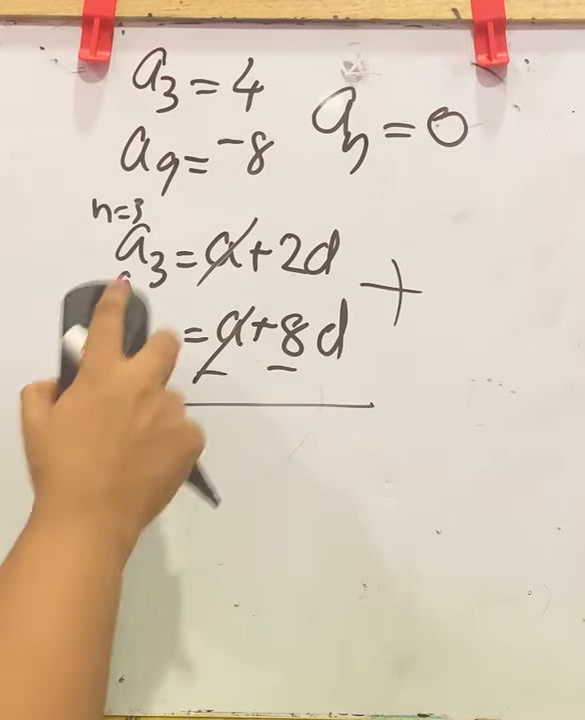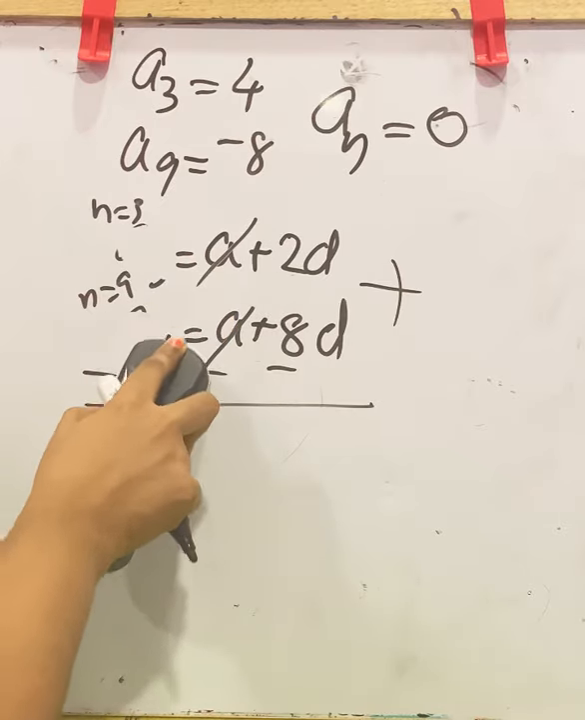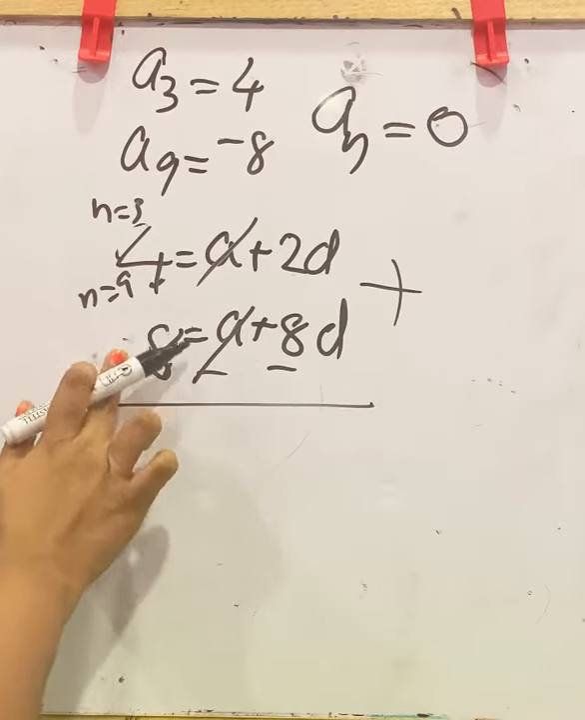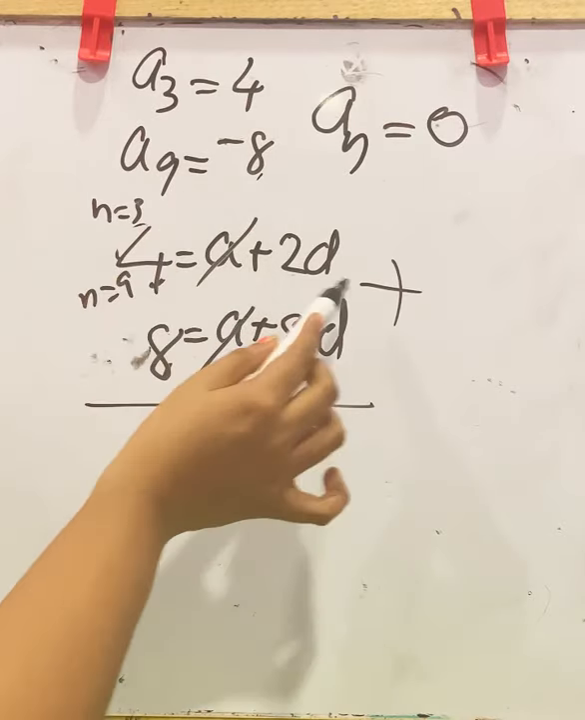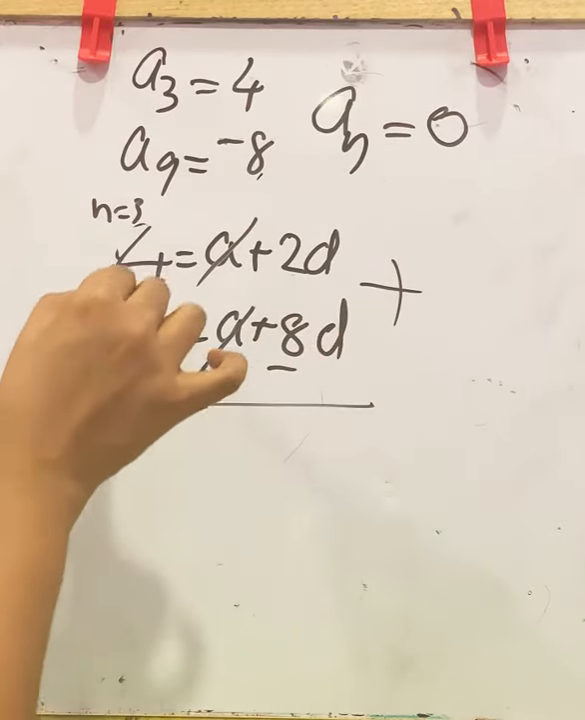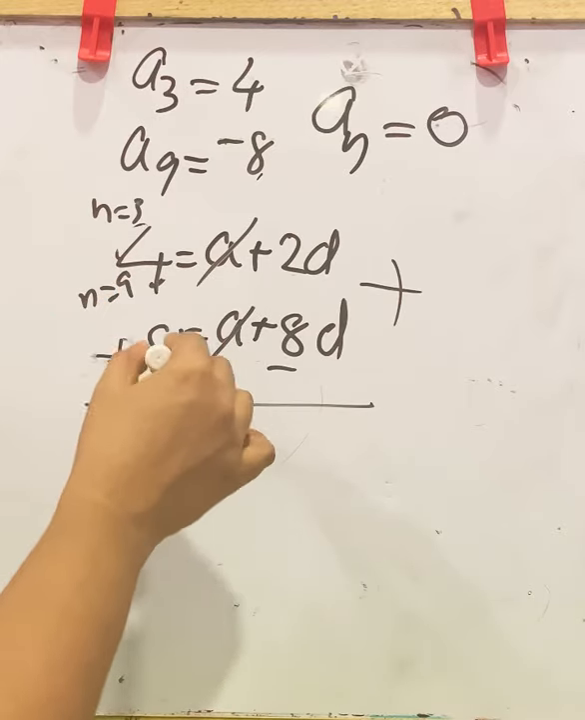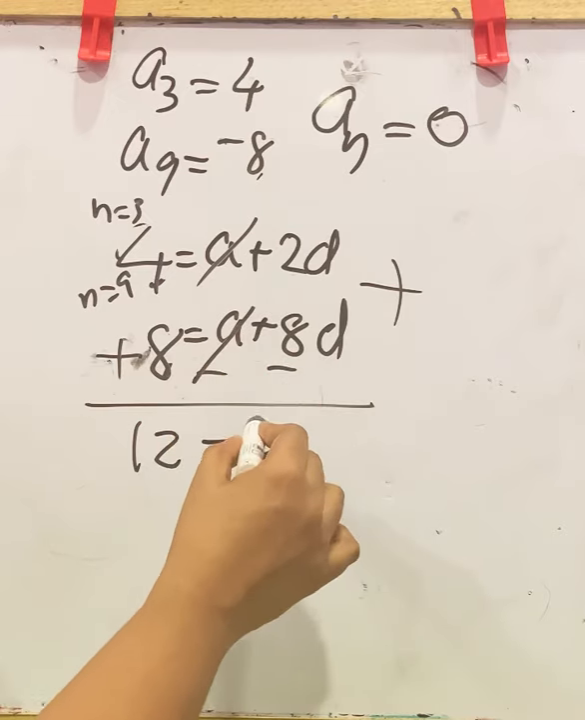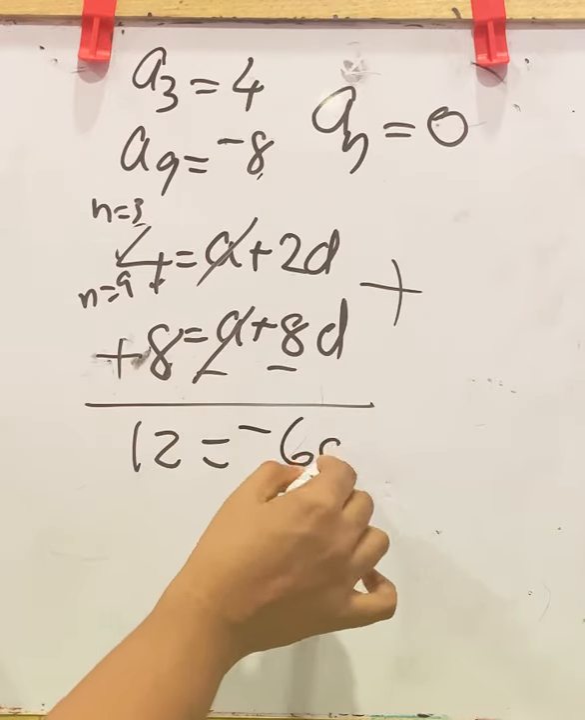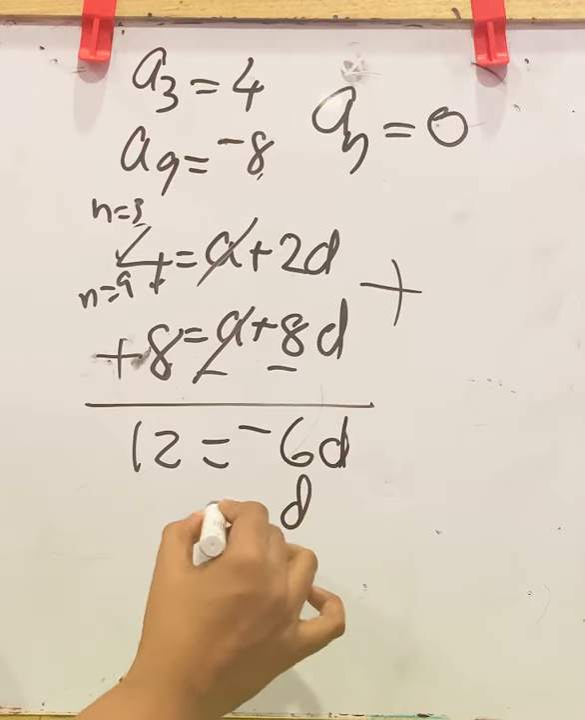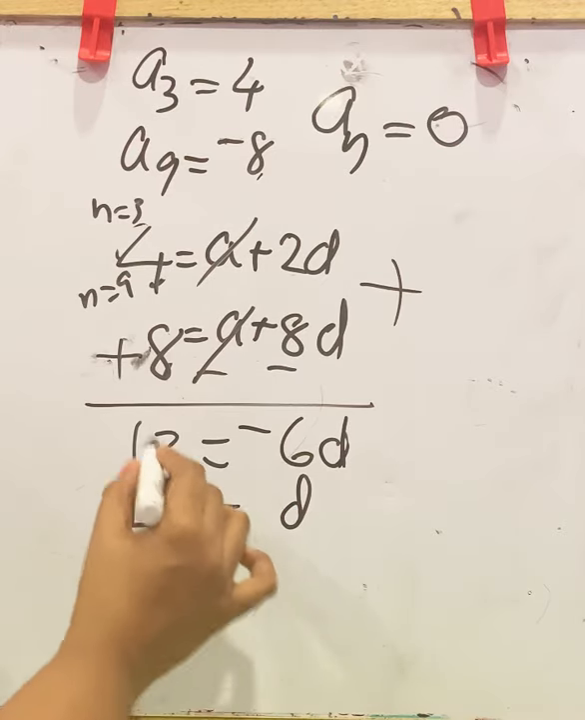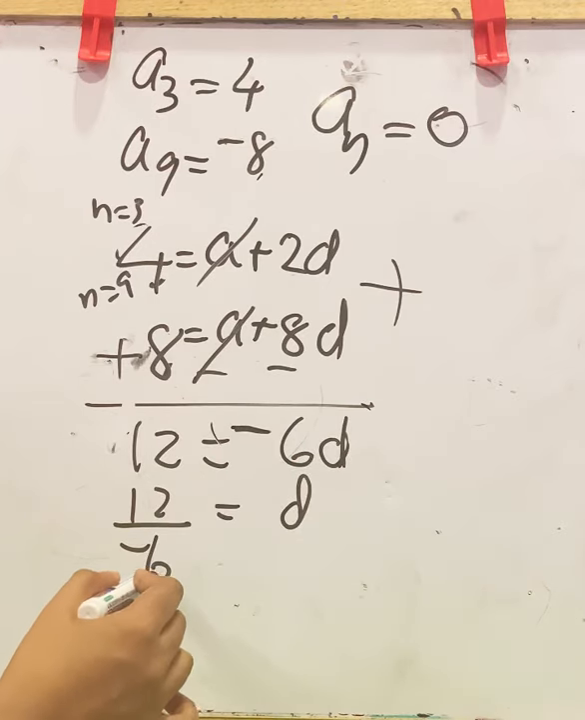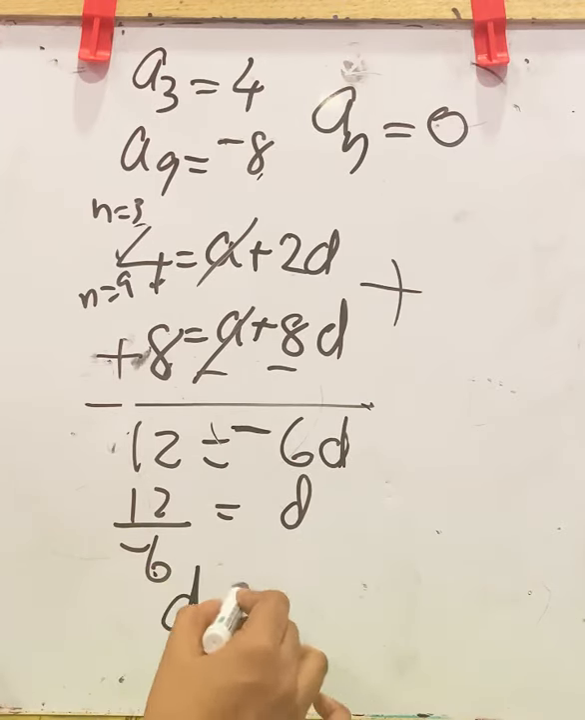Here A3 we know is 4, and A9 is negative 8. That we will write here. Here negative 8, when we change this to addition, will become positive. Now 4 plus 8, 12. This gets cancelled. 2 plus negative 8 is negative 6D. Value of D equal to 12 by negative 6. Now you can multiply with a whole negative. We will carry that negative along with 6. Now the result is D equal to negative 2.